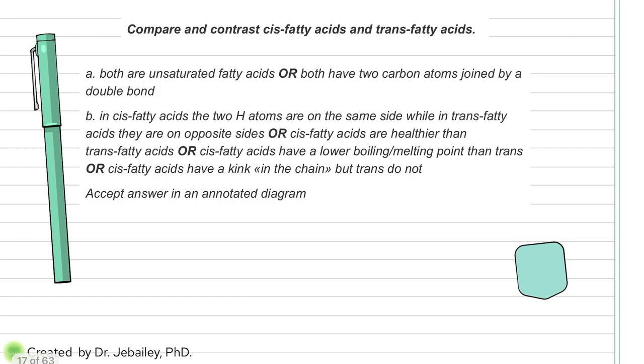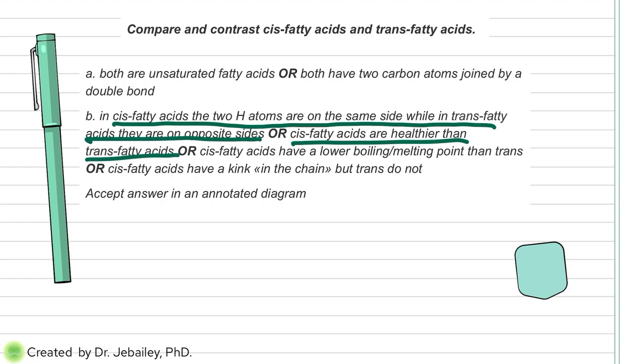Next, the cis fatty acids have 2 hydrogens on the same side, while the trans fatty acids have them on the opposite side. That already gives you the second point. Now, as I mentioned, cis are healthier than trans fatty acids. Now, look, all of this is still considered as 1 point. That's why IB can be such a tough situation, because sometimes you're thinking, oh, I wrote these 2 things, those are my 2 points. No, sometimes they're considered as just 1 point. That's why the more information you have about something, the better it is.